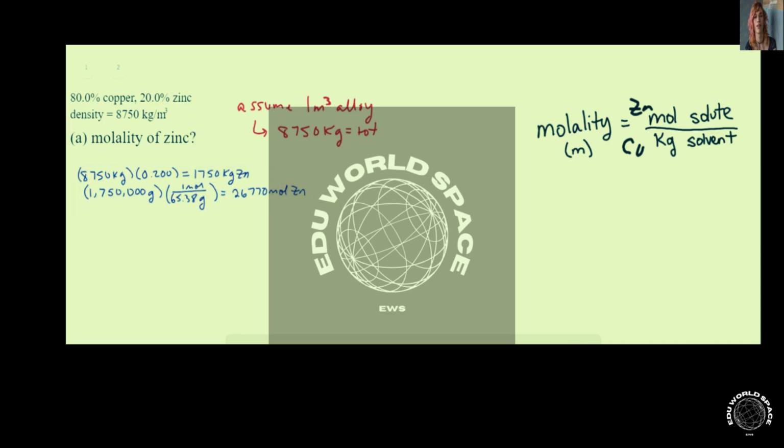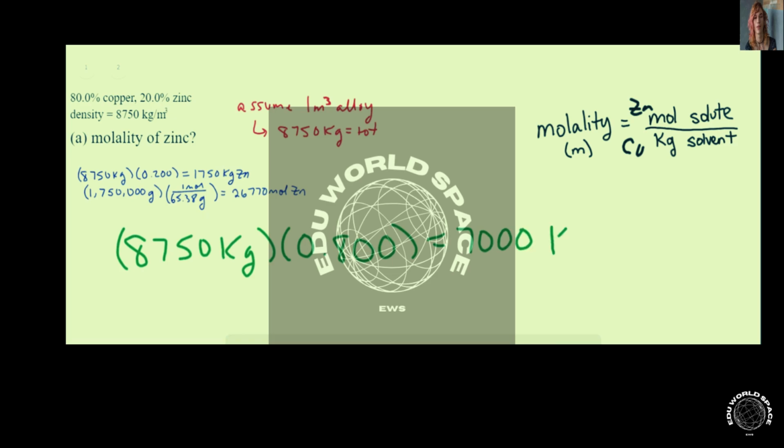Now we're going to find our solvent. Similarly, if our total mass is 8,750 kilograms, the portion that corresponds to copper is 80%, so 0.800 is the fraction that is copper. That's equal to 7,000 kilograms. And remember that for molality, we need kilograms of solvent, so we already got what we need there. So this is kilograms of copper.